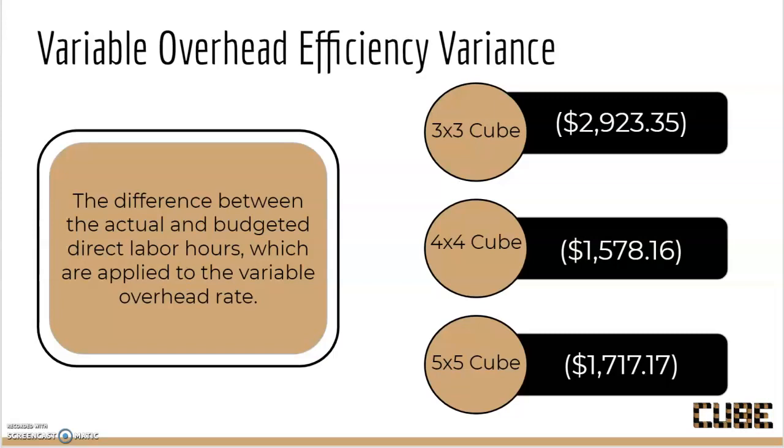Therefore, for 3x3 cube, the variable overhead efficiency is negative $2,923.35, so we consider that is unfavorable. For 4x4 cube, the variable overhead efficiency is negative $1,578.16, so it is also unfavorable. For 5x5 cube, the variable overhead efficiency is negative $1,717.17, and it is unfavorable as well.